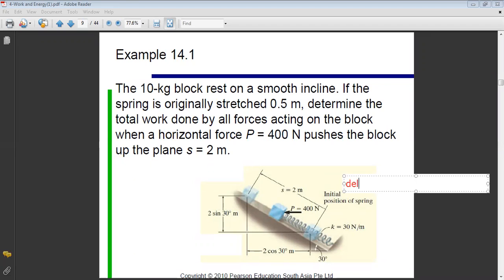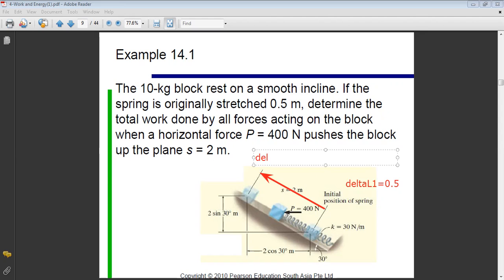so I can say that delta L1 of the spring is equal to 0.5. And since it's starting from rest, the initial velocity is 0. Now, what will happen is that a force P will push my block upward until reaching a final distance of 2 meters until here. So when I go to my final position, what will be the new value of delta L of the spring at position 2? It is originally stretched 0.5 and I stretched 2 meters more, so the new delta L will be 2 plus 0.5 equals 2.5.